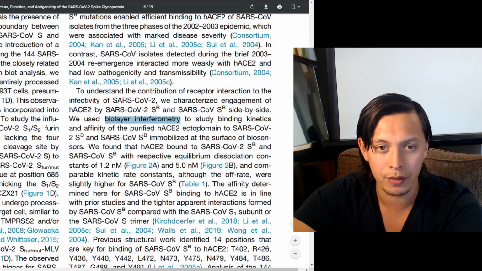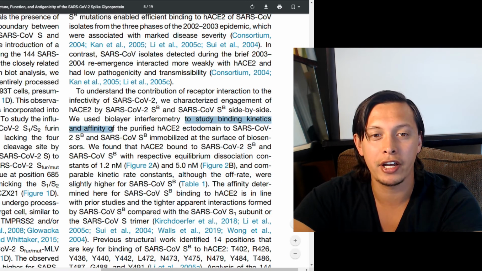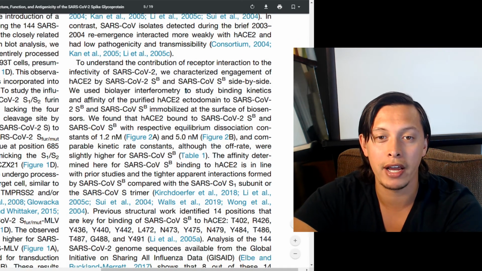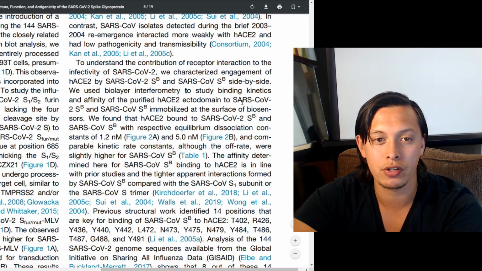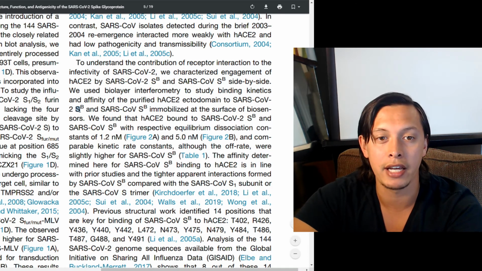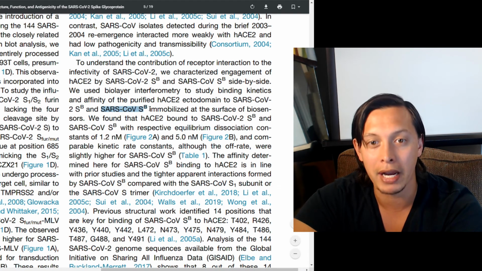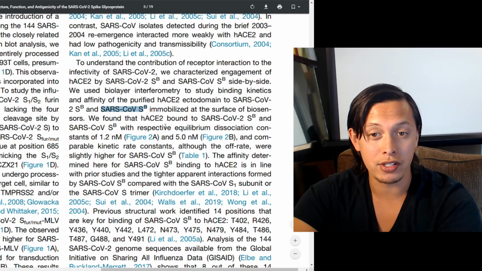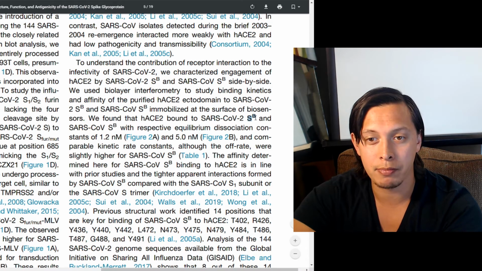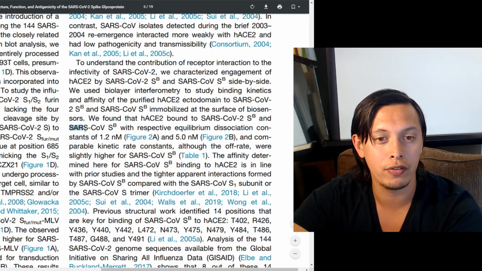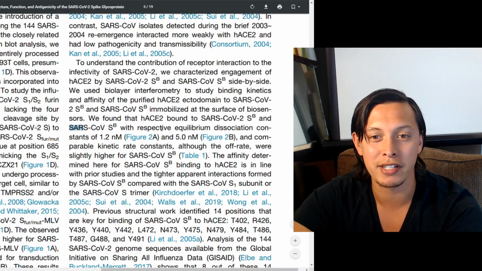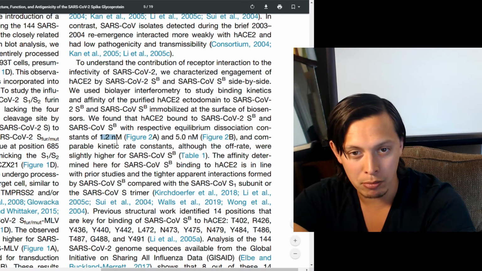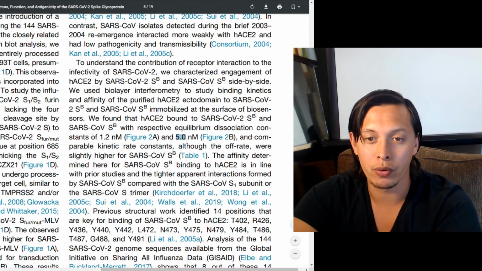So here, they used biolayer interferometry to study binding kinetics and affinity of the purified human ACE2 ectodomain and the SARS coronavirus 2 spike binding domain and the original spike binding domain immobilized at the surface of the biosensors. We found that human ACE2 bound to SARS-CoV-2 spike binding domain and SARS-CoV spike binding domain with respective equilibrium dissociation constants of 1.2 nanomolar and 5.0 nanomolar.